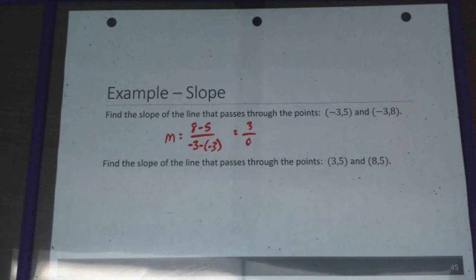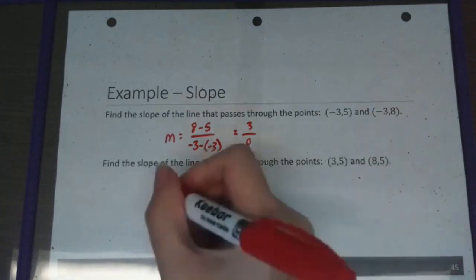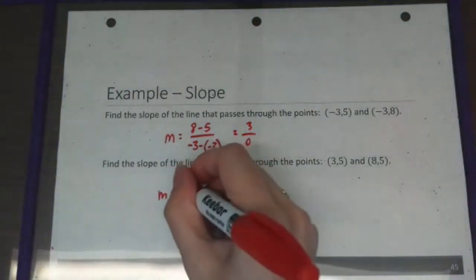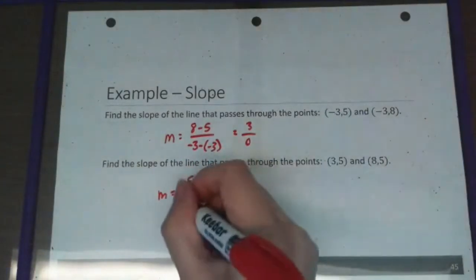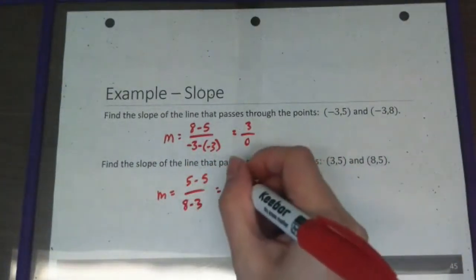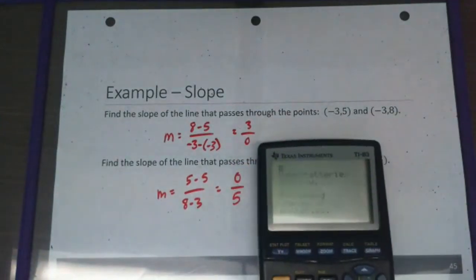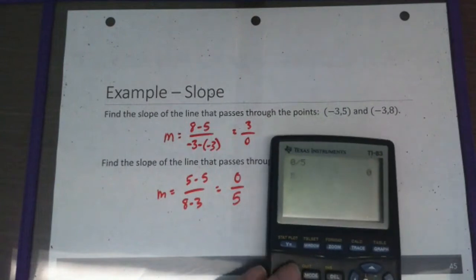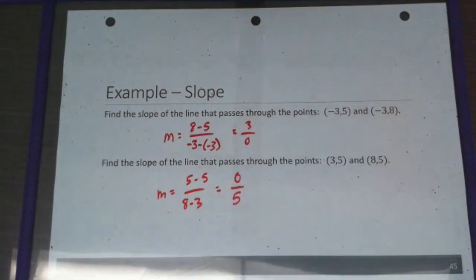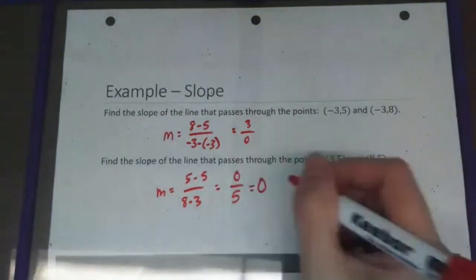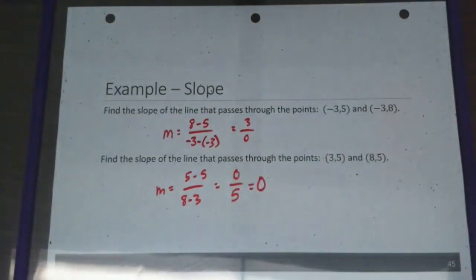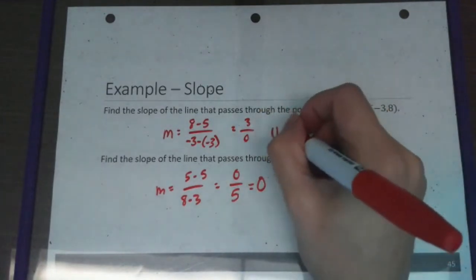All right, so let's try this other one. It says to find the slope of the line that passes through the points (3, 5) and (8, 5). So our slope will be 5 minus 5 over 8 minus 3. That's going to be 0 over 5. Let's try typing that one into the calculator. That's just 0. And we're okay with having a slope of 0 because 0 is a number. This 3 divided by 0, though, is something that we're not able to do. So we say that this slope is undefined.